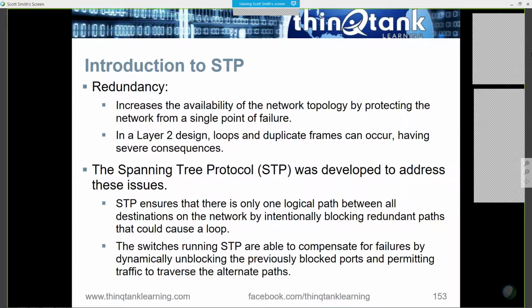Now, there are only about 10 versions of spanning tree. 802.1d, 802.1w, 802.1s, PVST, PVST+, PVRST+, MST. There are lots and lots of different versions of spanning tree. And believe it or not, we're going to talk about pretty much all of them. We're going to focus our attention primarily on PVRST+, or 802.1s if you want to call it that.